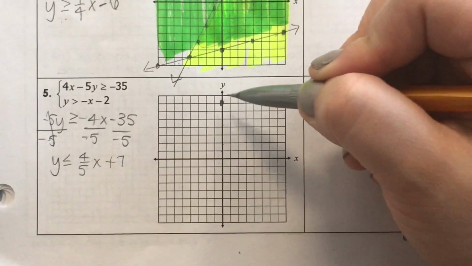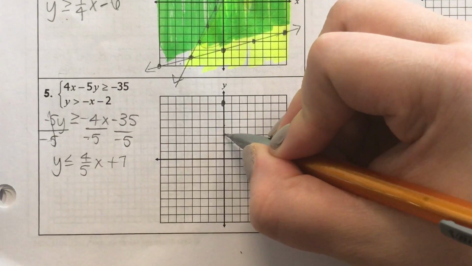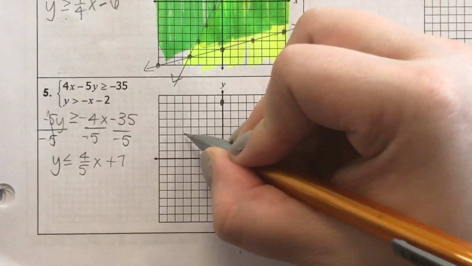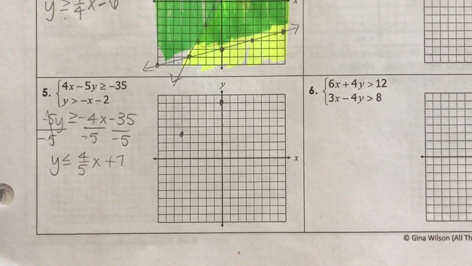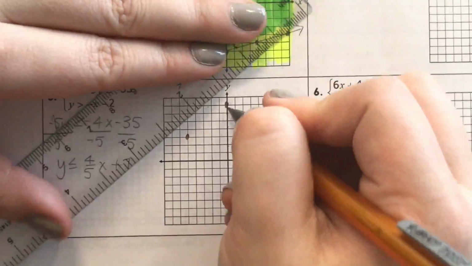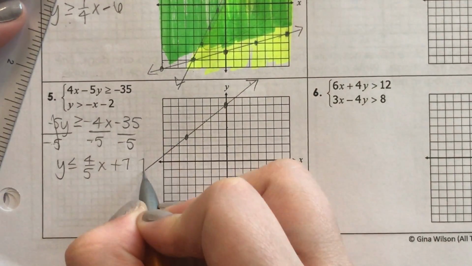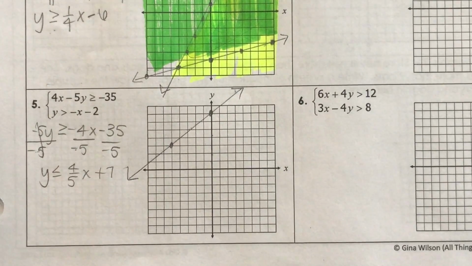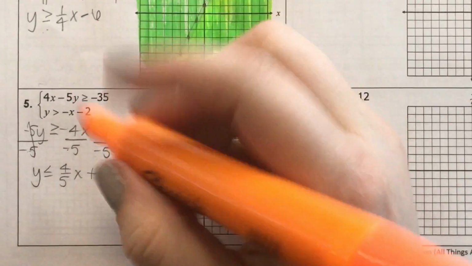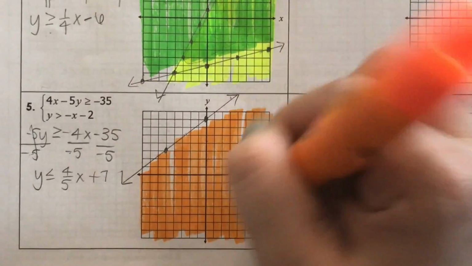Well, I can't really do that over here, but I can go back that way. So 1, 2, 3, 4. 1, 2, 3, 4, 5. And those are the only 2 points I can fit on there, and it's a solid line. So there's our solid line. And we're going to shade below since it's less than. Just like that.